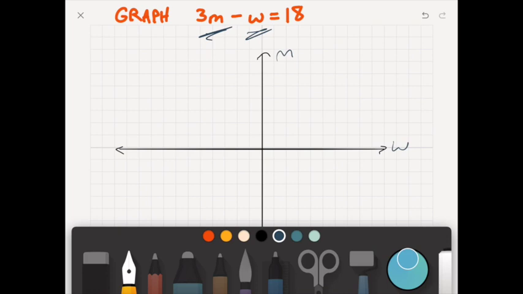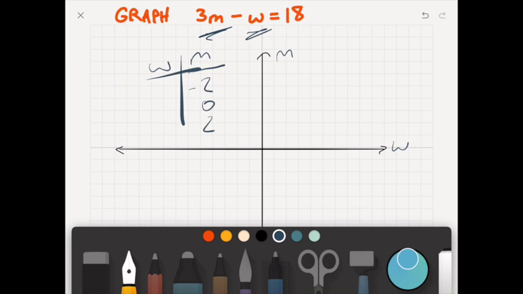I've put my w as my x, so I'll probably do w's first for my coordinates, just so I don't get confused, and m second. Same deal as before, I'm just going to pick some values. I might actually reverse this and pick m's first. So maybe I'll pick -2, 0, and 2 as my m values. And it's very similar, except I actually have to solve the equation.